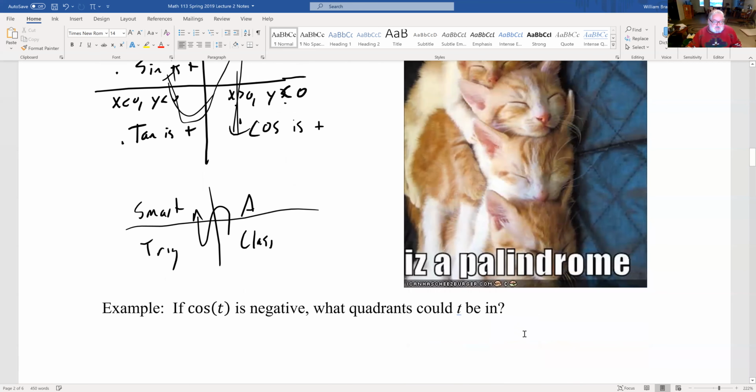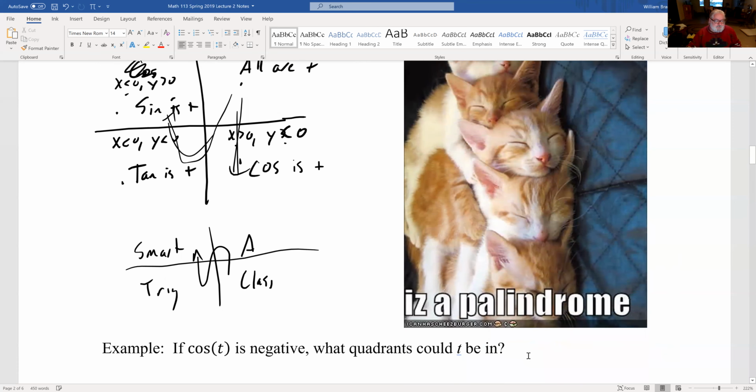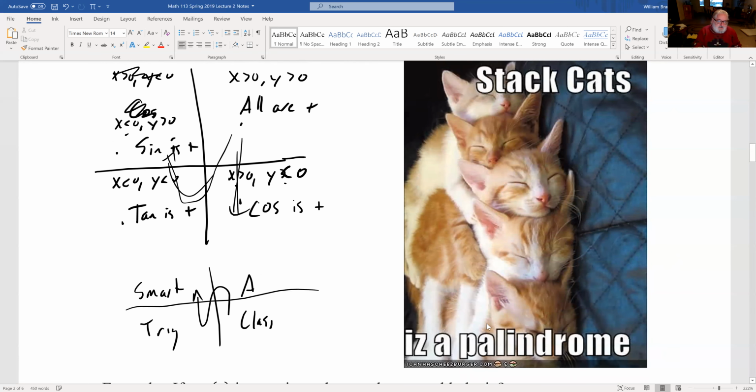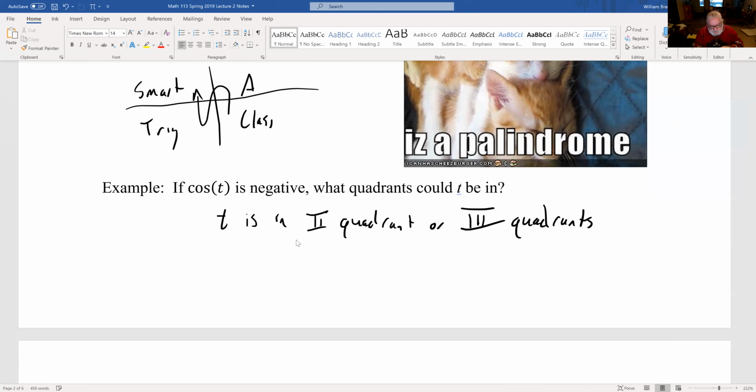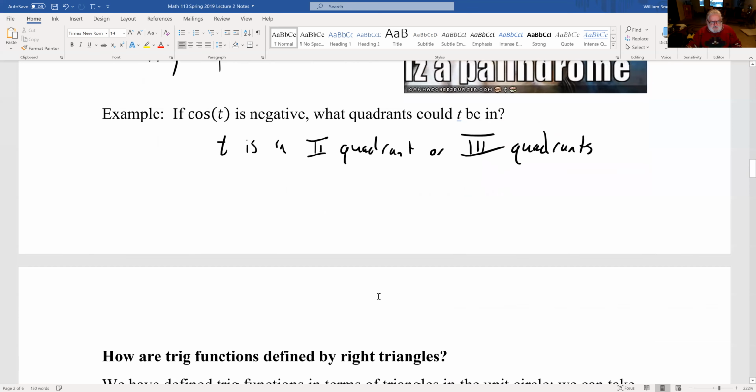It is. So if cosine of t is negative, what quadrants could t be in? Well, everything is positive here, and cosine is positive here. So if cosine is negative, that means we have to be in this quadrant, the second quadrant, or in the third quadrant. And I don't know why quadrants are always written with Roman numerals. It just are. At least they are when I was growing up.